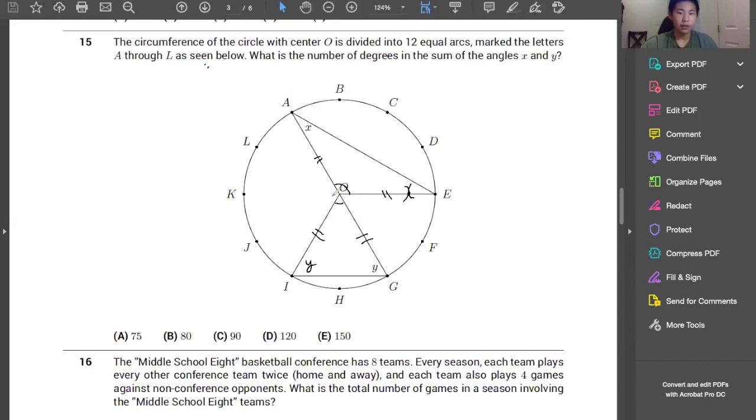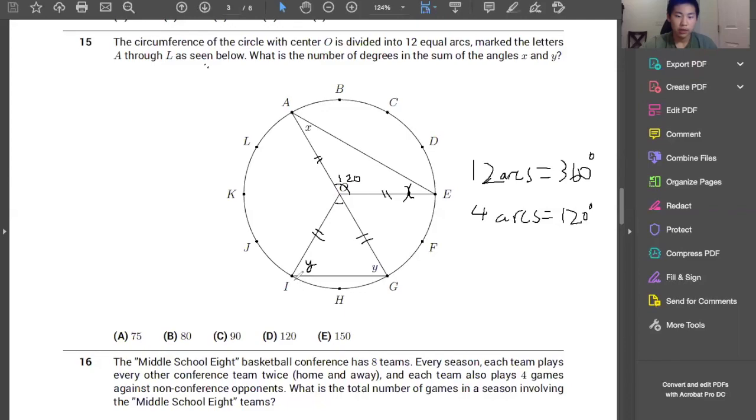Now, to find these central angles, we need to look at how many arcs they cut off, basically. So we know that 12 arcs in total are equivalent to 360 degrees. So this arc over here has 4 arcs. So that's going to be 120 degrees, 1/3 of the total. So we know that this angle right here is 120 degrees.